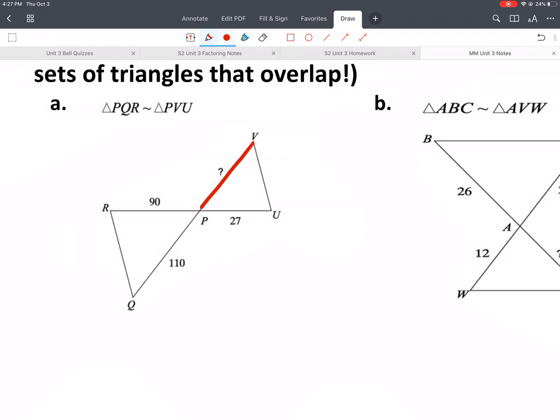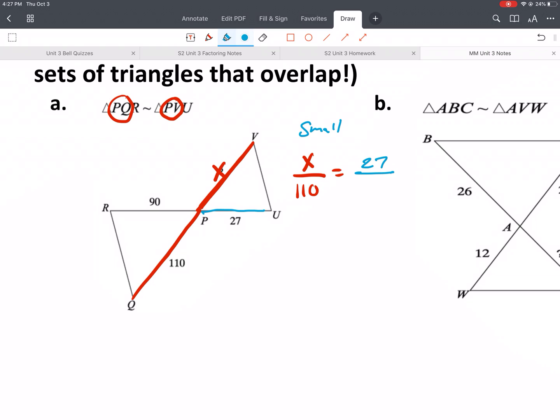So we'd have the question mark, let's call it X, on the top. We'll do the small triangle on the top, and we need to find the corresponding side. The side that has X is PV. PV is the first two letters, so we need to use the first two letters for the larger triangle. That's PQ, which is right here. So we'd do X over 110, and that should be equal to, since we're using the small on the top, 27.